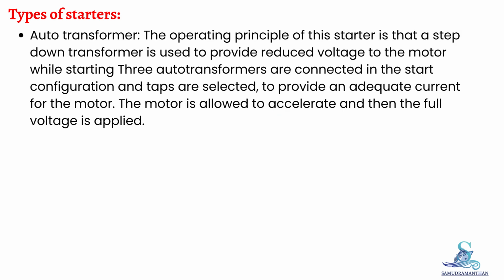Auto transformer. The operating principle of this starter is that a step-down transformer is used to provide reduced voltage to the motor while starting. 3 auto transformers are connected in the star configuration and taps are selected to provide an adequate current for the motor. The motor is allowed to accelerate and then the full voltage is applied.